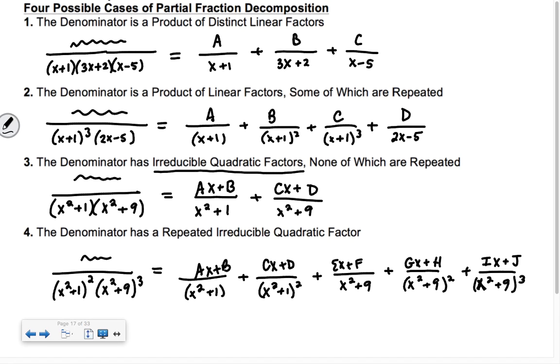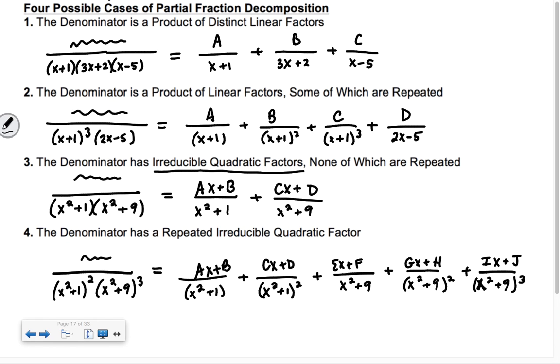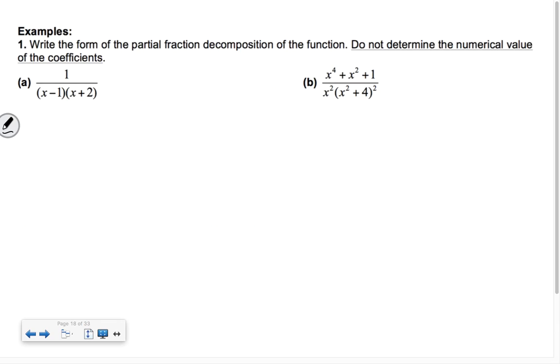Okay. So the first couple examples I have are just setting it up, and then we're actually going to find those coefficients for a, b, c, and so on. It says, write the form of the partial fraction decomposition of the function. Do not determine the numerical value of the coefficients, though. So we're not going to find a, b, and c. First we're just going to decide what our 2 denominators are going to be. So you're going to try to factor, which I think it's already factored, right? So our 2 denominators are going to be x minus 1 and x plus 2.